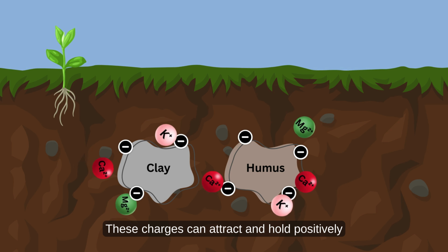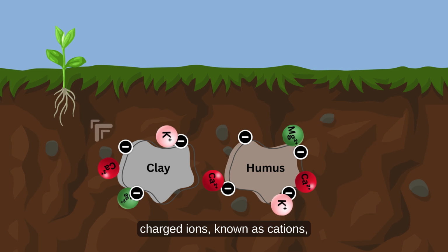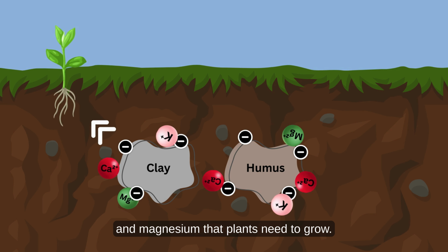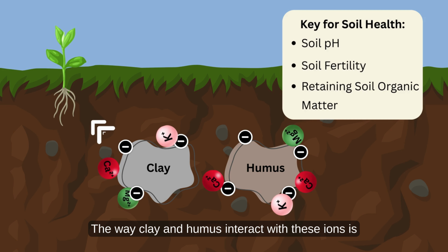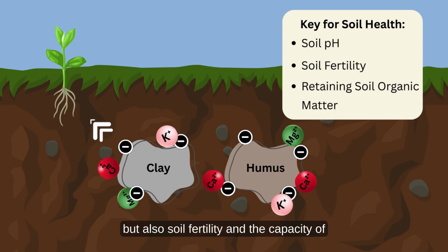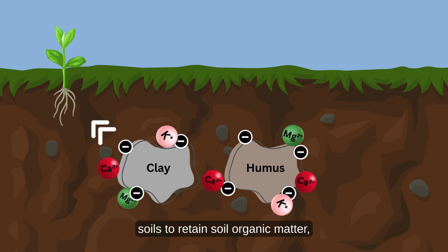These charges can attract and hold positively charged ions known as cations, which include nutrients like calcium, potassium, and magnesium that plants need to grow. The way clay and humus interact with these ions affects not only the soil's pH, but also soil fertility and the capacity of soils to retain soil organic matter, which are all key for soil health.